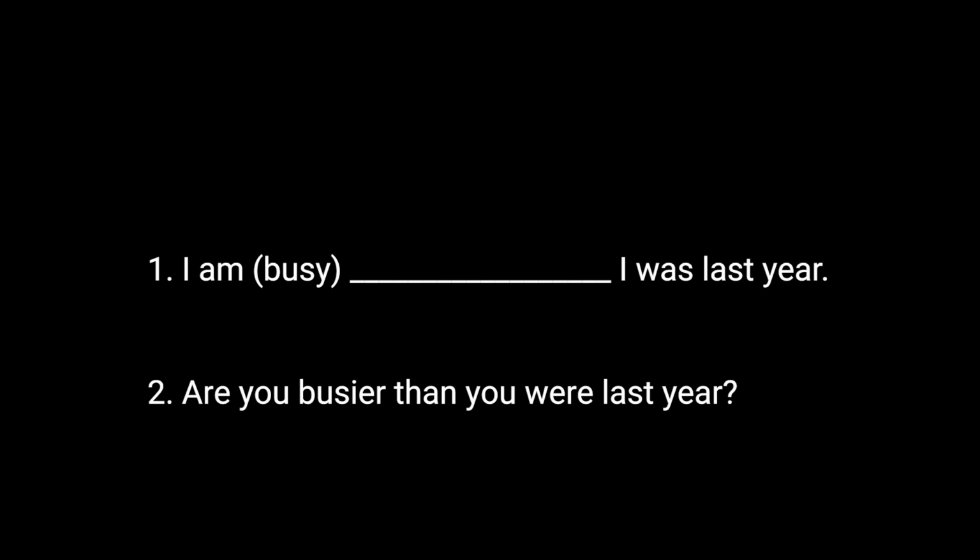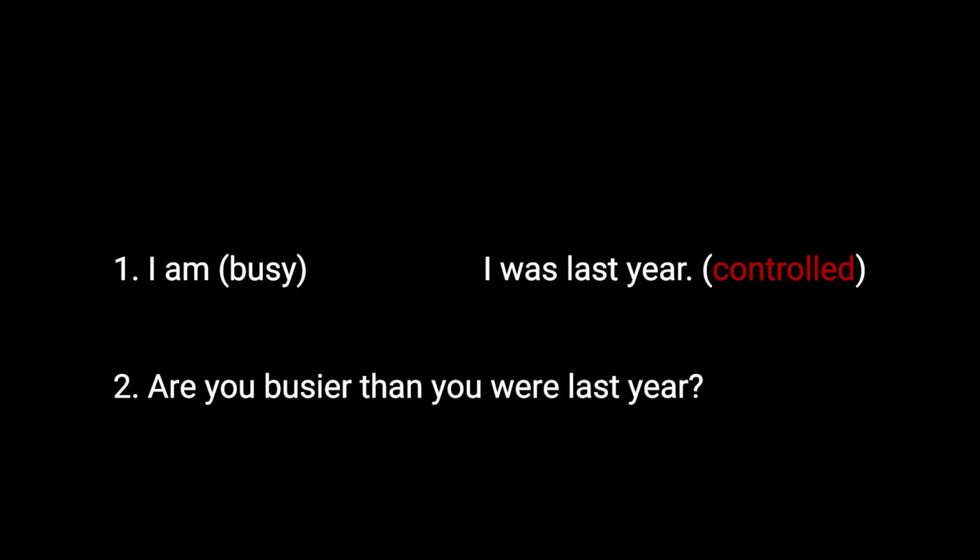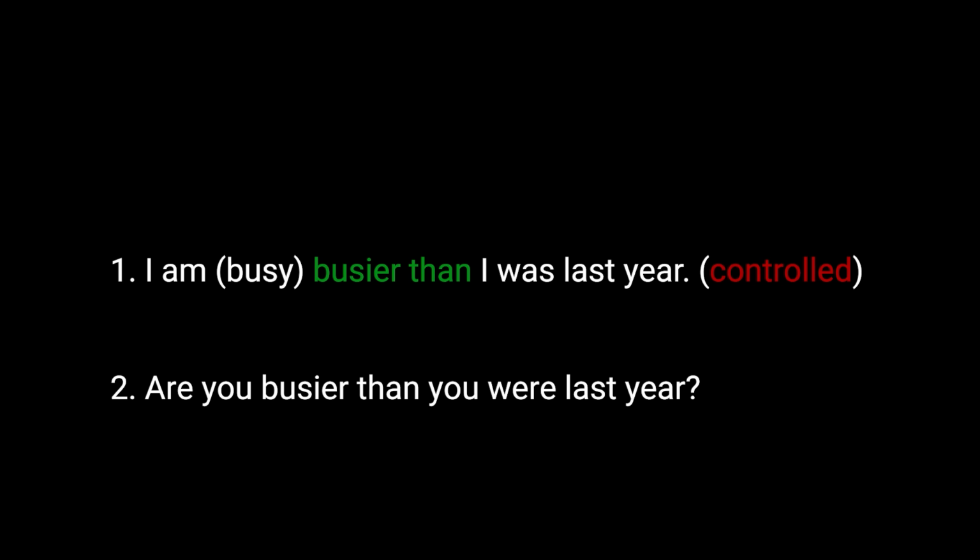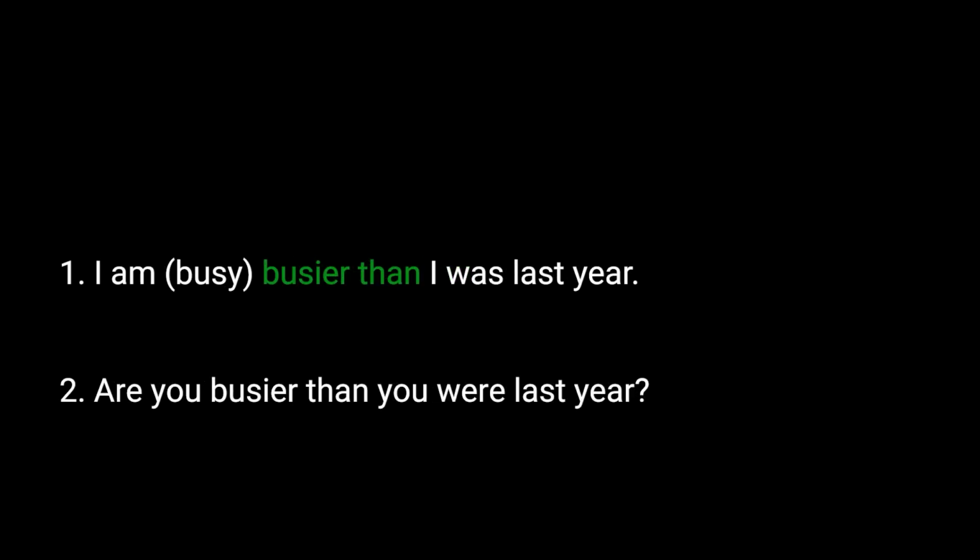So the first, which is a fill-in-the-blank question, is an example of a controlled question. Why? Because it only has one correct answer, and in this case, it's busier than. The second question, are you busier than you were last year, is an example of a communicative question. Why? Because the answer will be a personal one. Asking communicative questions is very important because they provide the tutee with an opportunity to use the structure and have authentic conversations.